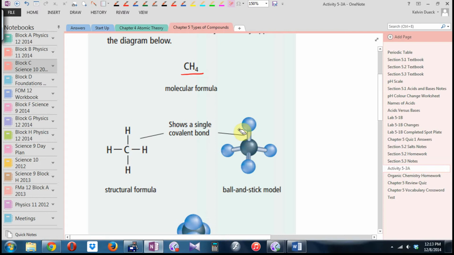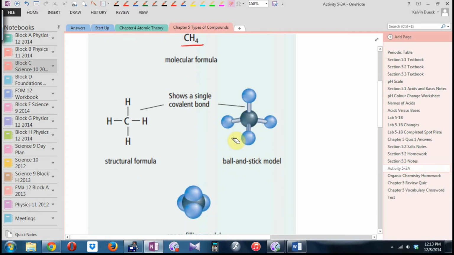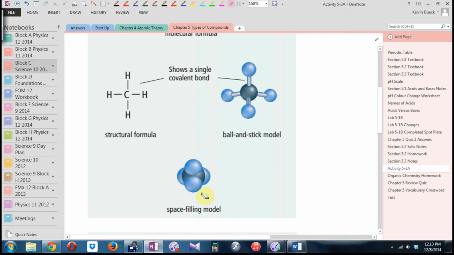If I wanted to draw it 3-dimensionally, it would be like that. My ball and stick model, or a space filling model where you have carbon, hydrogen, and these clouds, these clumps are supposed to show sort of the electron clouds overlapping. I can't draw those to save my life. I won't even try.